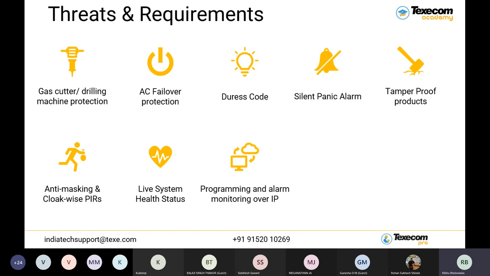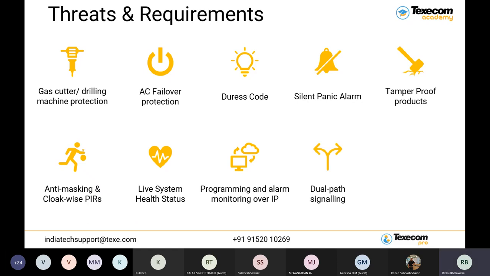Programming and alarm monitoring over IP. You can very much program the complete intrusion alarm system in the banks over the IP network. Means if you are sitting in a remote location, because as you all know, banks have VPN lines, which are secured virtual private networks. So if you want to program the control panels of any particular bank, and you have access to the VPN network, maybe you are in a different bank branch but can access the network, then where it is possible, you can take remote access and program the complete Texecom system remotely. That is also one of the features which you can use if you have a Texecom system.